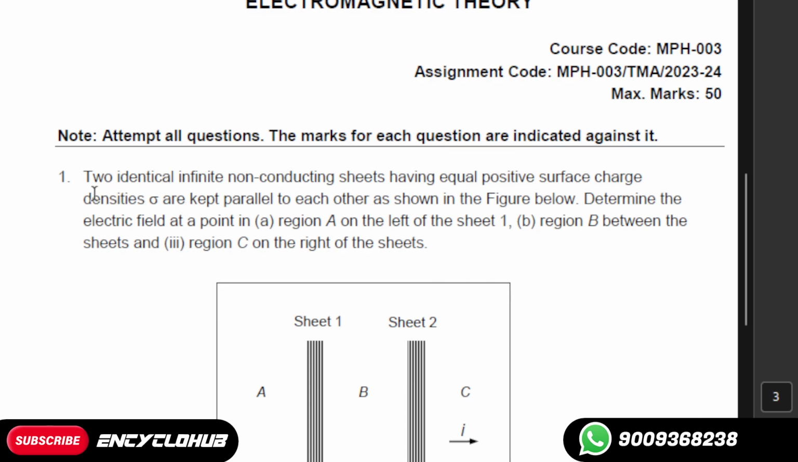And now the question number 1 is: two identical infinite non-conducting sheets having equal positive surface charge densities sigma r cap parallel to each other as shown in the figure below. Determine the electric field at a point in region A on the left of the sheet 1, region B between the sheets, and the region C on the right of the sheets.